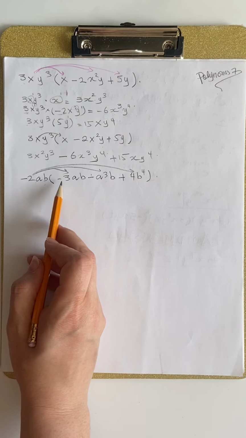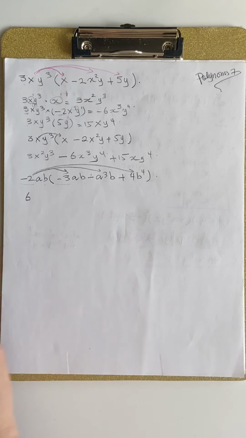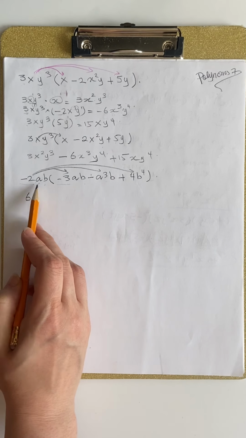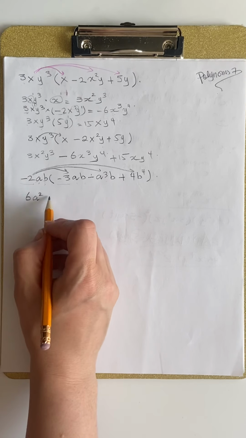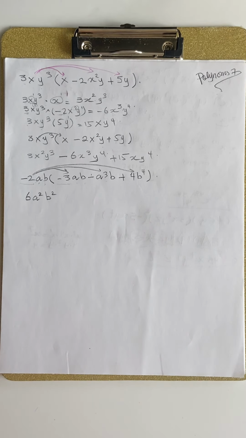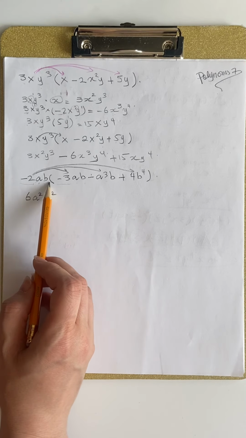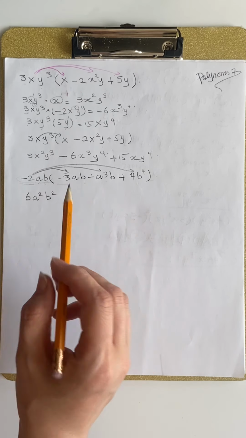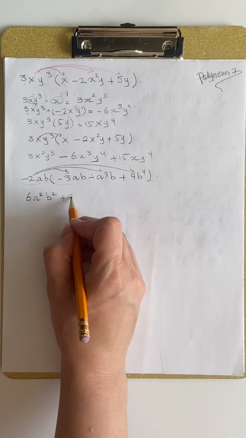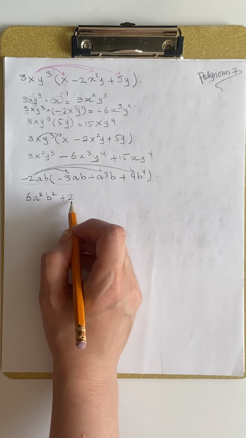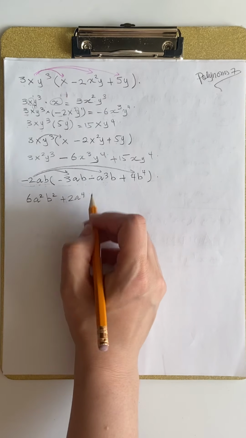What is -2ab times -3ab? -2 times -3 is +6. a needs to multiply by a, that gives us a^2, and b is b^2. We have multiplied the monomial into the first term of the trinomial. Then we have this guy, we want to multiply it into the second one. Negative and negative is a positive. There's only a 2 here, no number, so that's the 1. We're just going to put the 2. a and a^3 gives us a^4, and b gives us b^2.